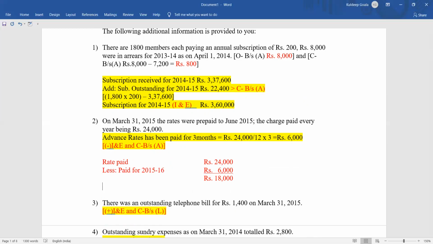We also have to add something, because every year how much are we paying in rates? 24,000. Every year we are paying 24,000, and it is up to June 2015. This year it is up to June 2015. That means last year also it was up to June 2014, because every year we pay for 12 months. 12 months we are paying 24,000. That means last year also it was paid up to June 2014. That means 3 months we have paid. Last year it was paid for 3 months extra, right? So that will be coming as prepaid.